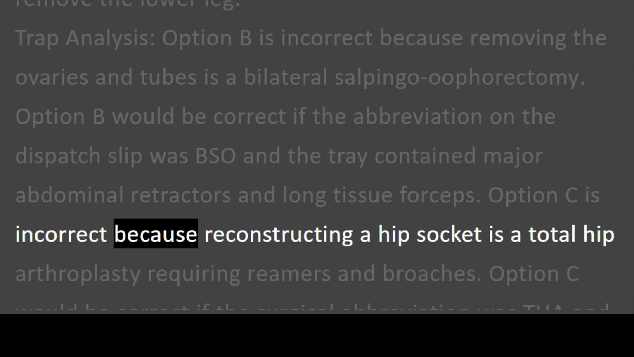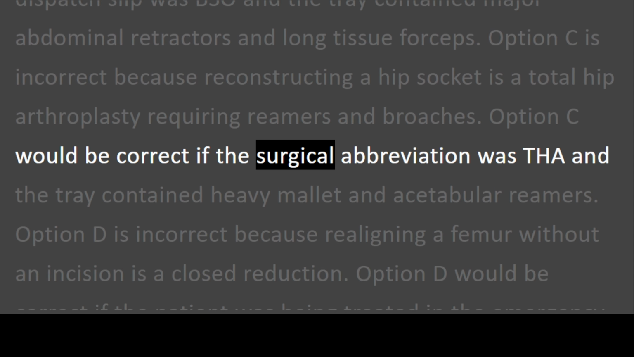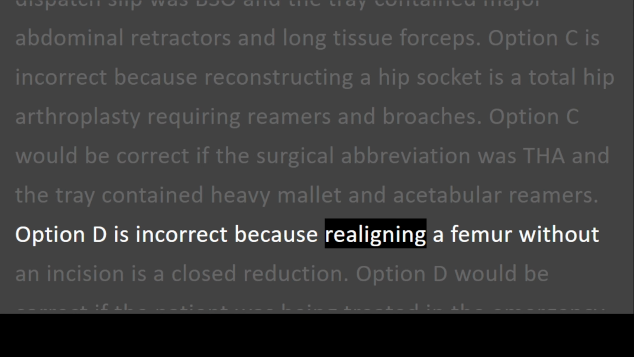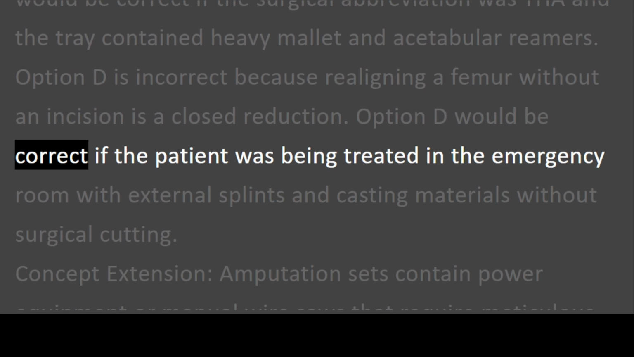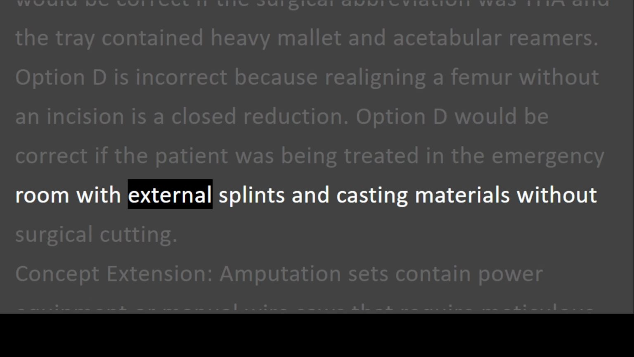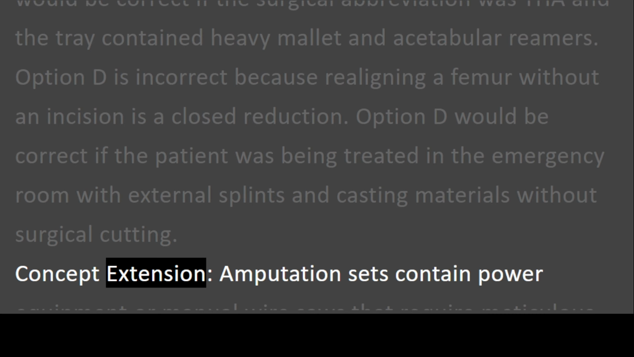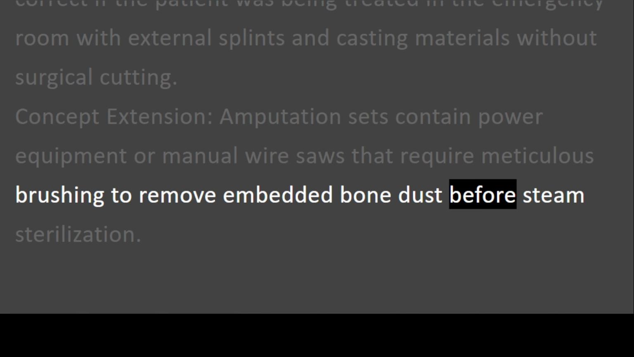Option C is incorrect because reconstructing a hip socket is a total hip arthroplasty requiring reamers and broaches. Option C would be correct if the surgical abbreviation was THA and the tray contained heavy mallets and acetabular reamers. Option D is incorrect because realigning a femur without an incision is a closed reduction. Option D would be correct if the patient was being treated in the emergency room with external splints and casting materials without surgical cutting. Concept extension. Amputation sets contain power equipment or manual wire saws that require meticulous brushing to remove embedded bone dust before steam sterilization.